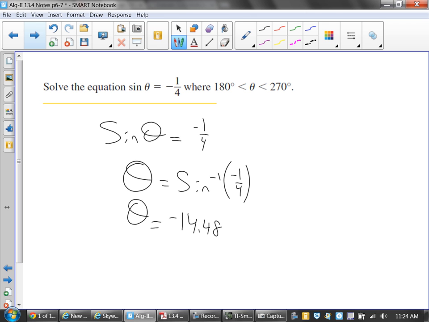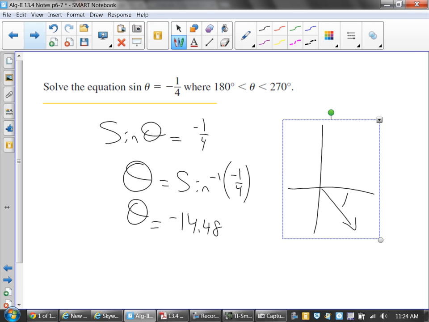Now here's what I want you to see. When you're finding your inverse sine functions, remember, it's quadrant 1 and quadrant 4 that it's working with. This negative angle of -14.48 is this part right here. It's the reference angle. You agree? That's the reference angle for it.